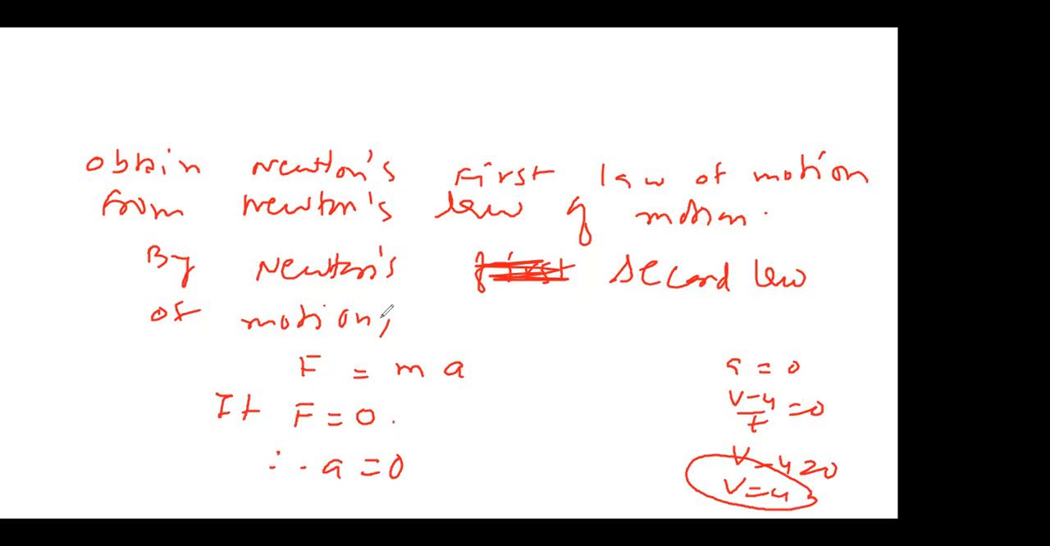That means it gives us the statement of Newton's first law. Again, see, if F is ma, F is 0, a is 0, thus we can say when no force acts on the body, then acceleration is 0. That means the body is moving uniformly or the body is at rest. This is nothing but the first law.